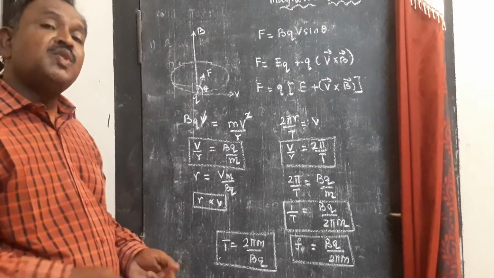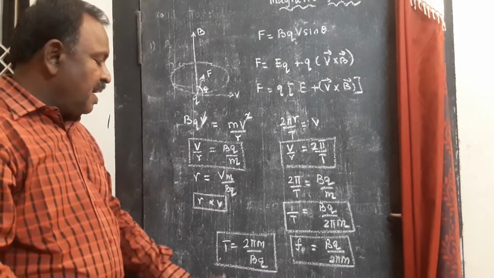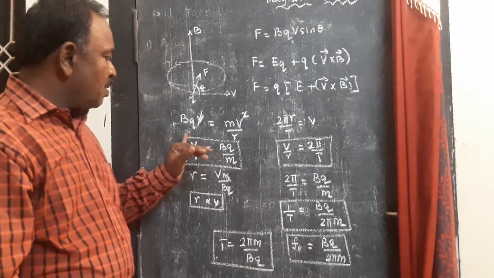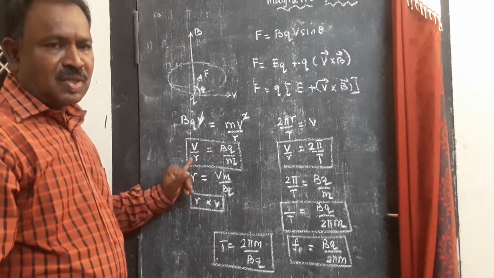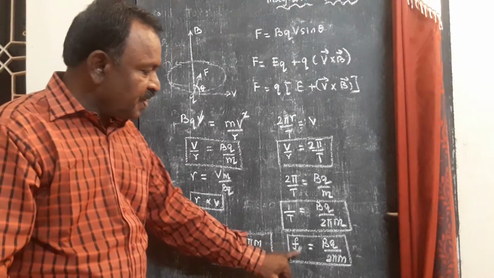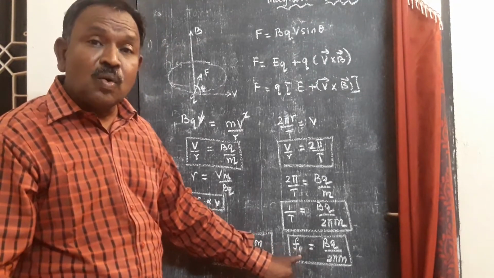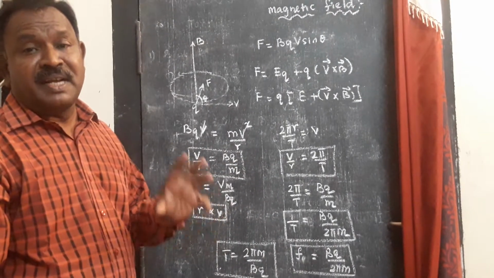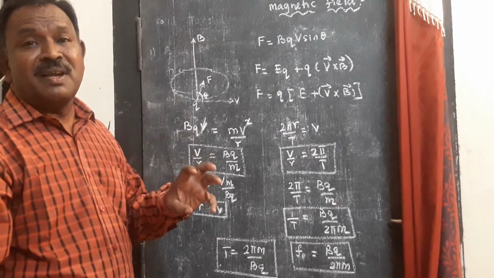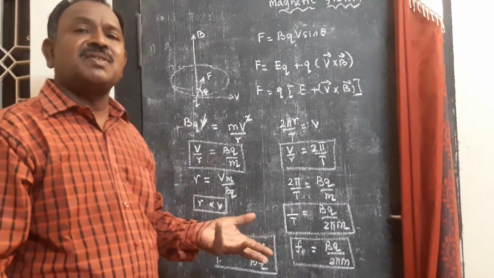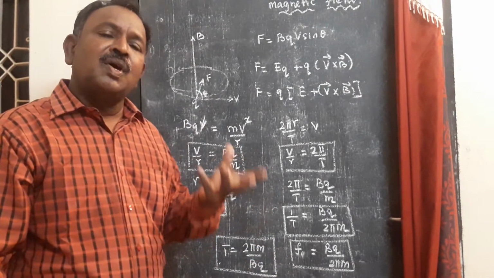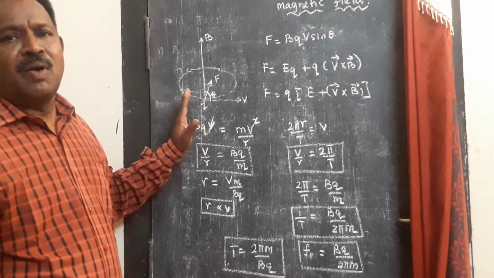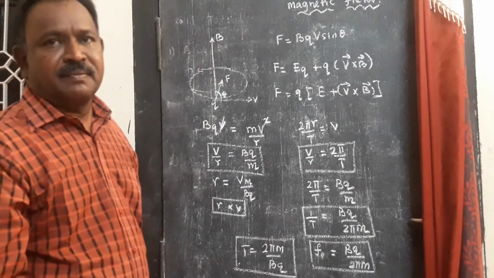Secondly, if the particle moves with larger velocity or lesser velocity, it will take the same time period. And frequency also does not depend upon the velocity or radius of the circular path. So this frequency condition is used in the cyclotron. So next we are going to see what a cyclotron is. A cyclotron is a device which is used to accelerate charges to very high velocities in order to produce nuclear disintegration.